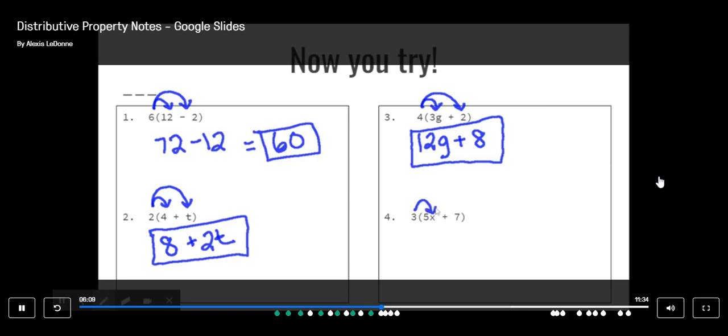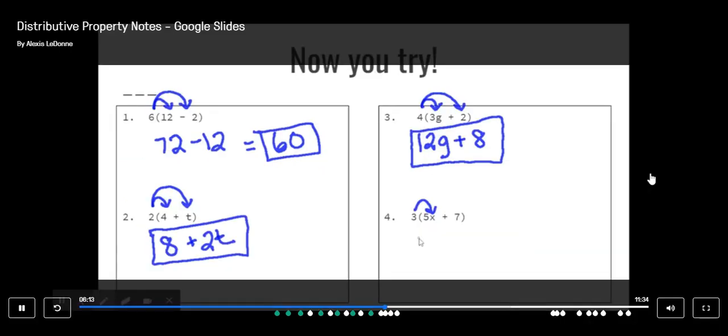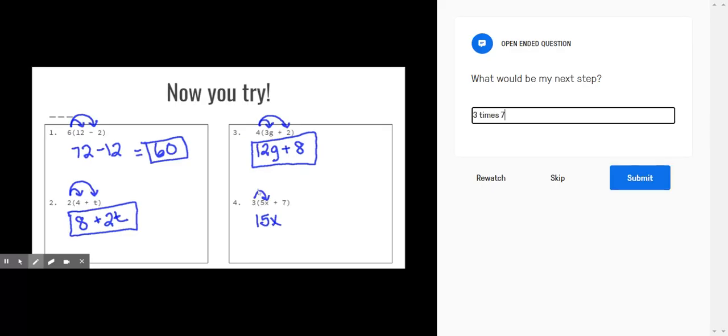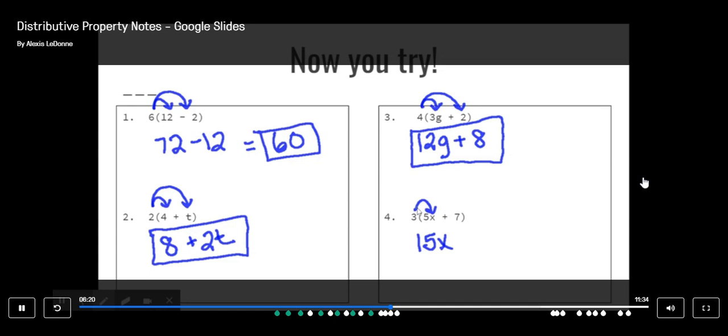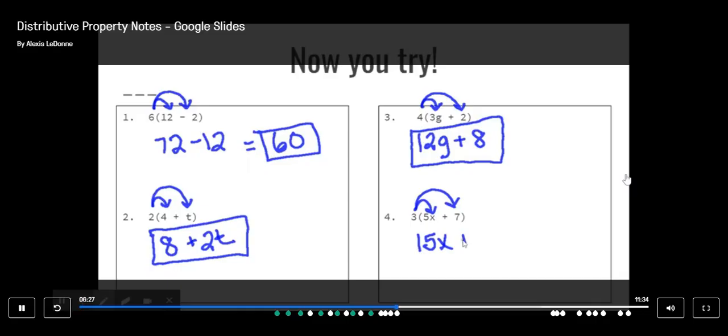Good, multiply 3 times 5x, and what does that give me? 15x. What would be my next step? Good, multiply 3 times 7, and what does that give me? Good, a positive 21. Again, this one has an x, this one does not, so I cannot put them together. This would be my final answer.